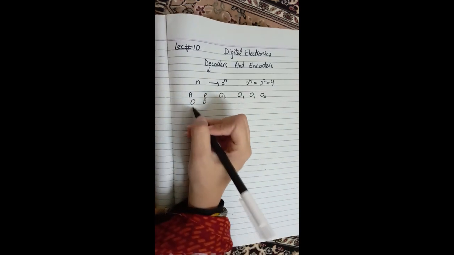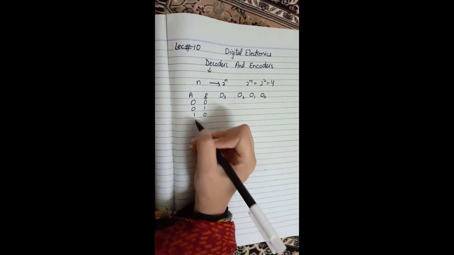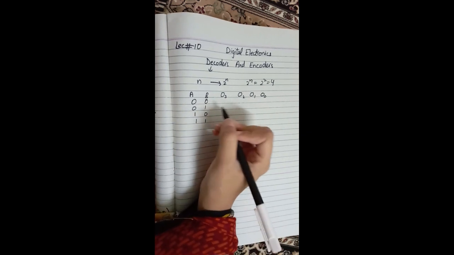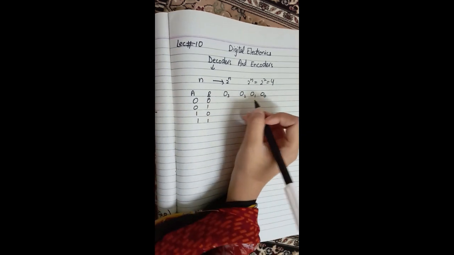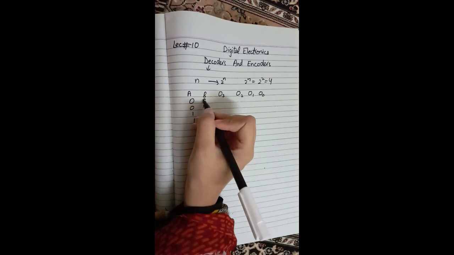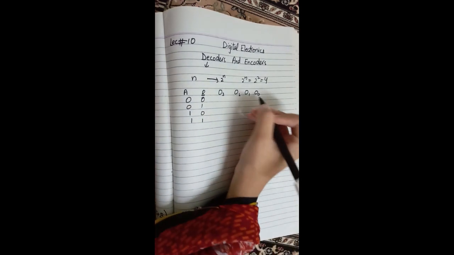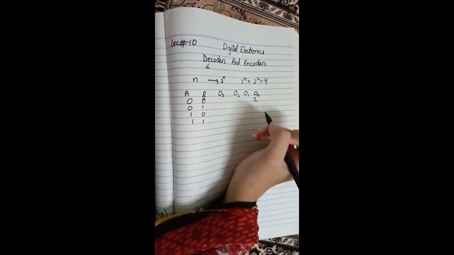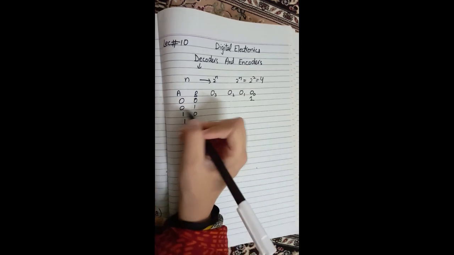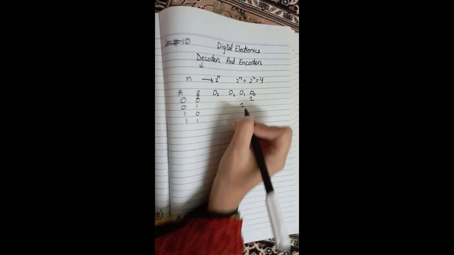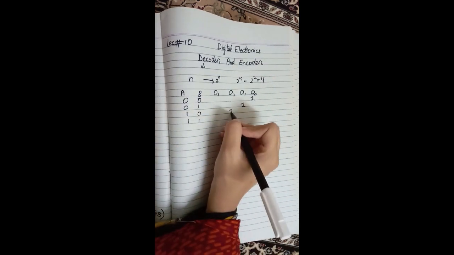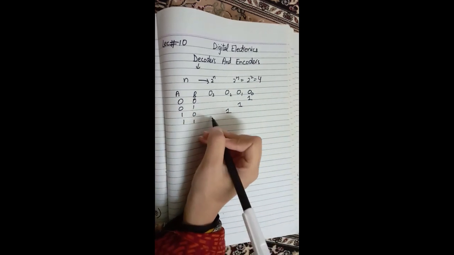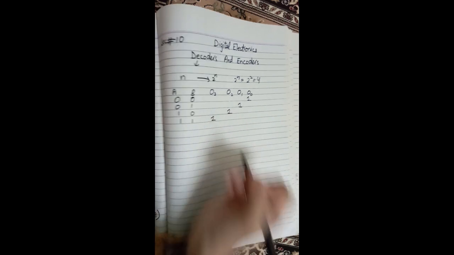These are 0, 0, 0, 1, 1, 0, 1, 1. These are our inputs, and we will draw the outputs. On 0, 0, output 0 is 1. On 0, 1, output 1 is 1. On 1, 0, output 2 will be 1. And on 1, 1, output 3 will be 1.